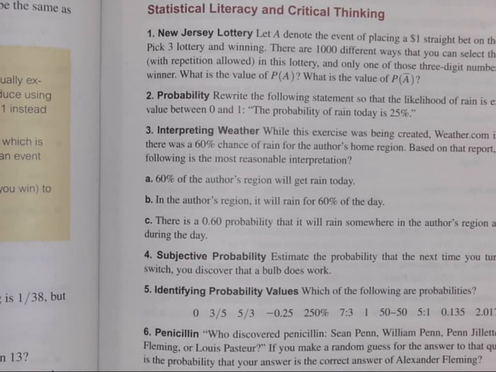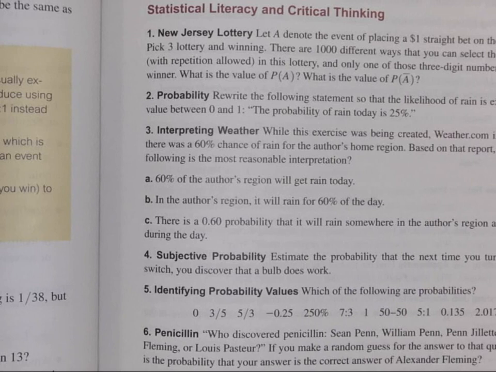All right, so number 2 asks, rewrite the following statement so that the likelihood of rain is expressed as a value between 0 and 1. So the probability of rain today is 25%. So what they want is its decimal equivalent or its ratio equivalent. So what's the same thing as 25% in a decimal? 0.25. So that's what they're looking for.